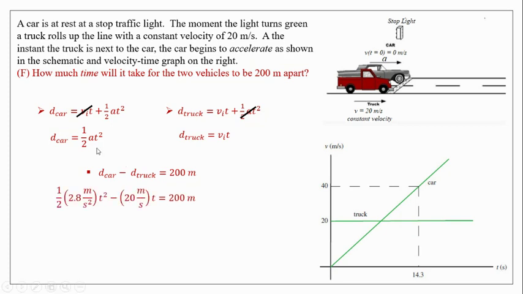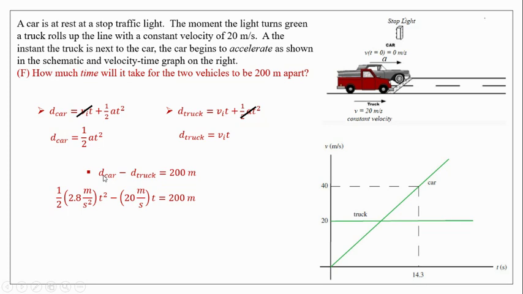Okay, so here to find how much time it takes for them to be 200 meters apart, I would simply just take these two statements. I would take the distance of the car, subtract it from the distance of the truck, and that should equal 200, because the question asks how much time it will take for the two cars to be 200 meters apart.